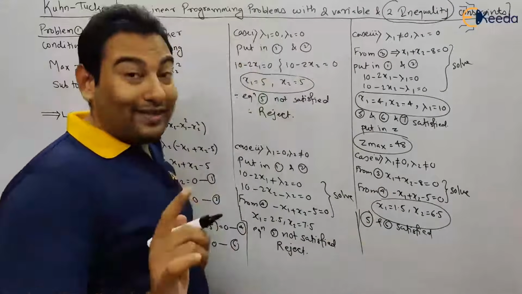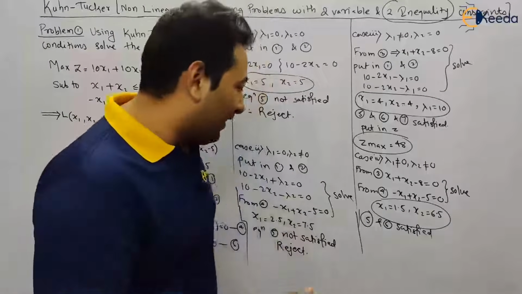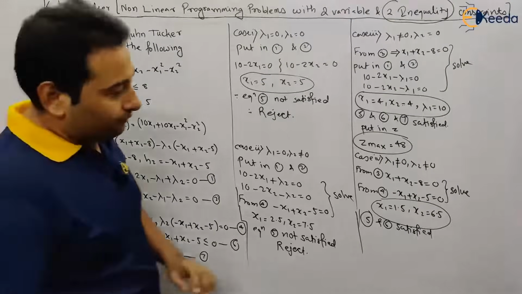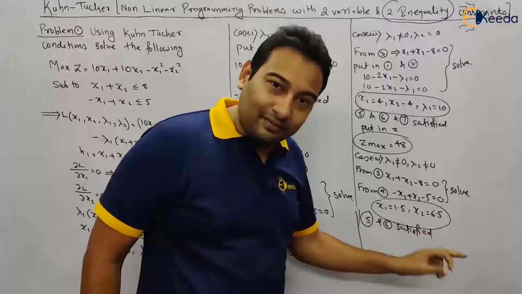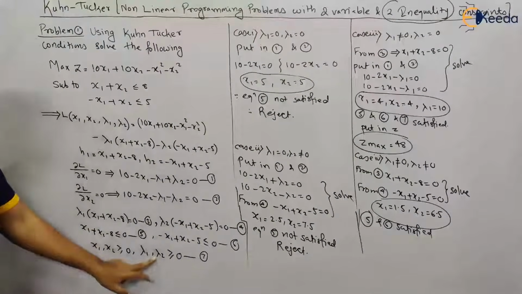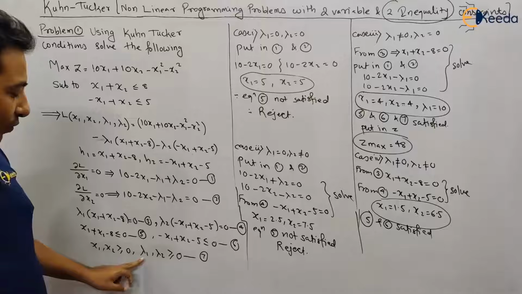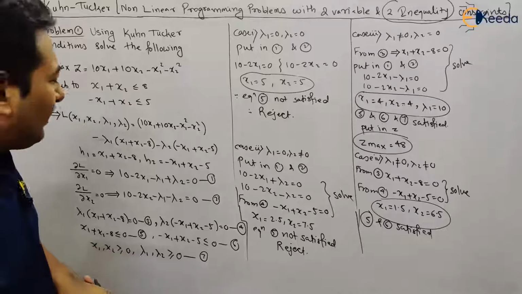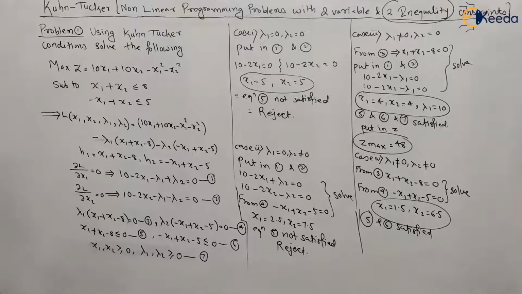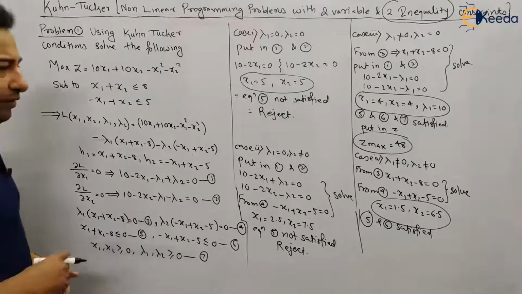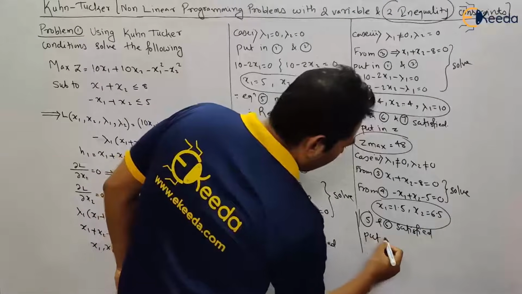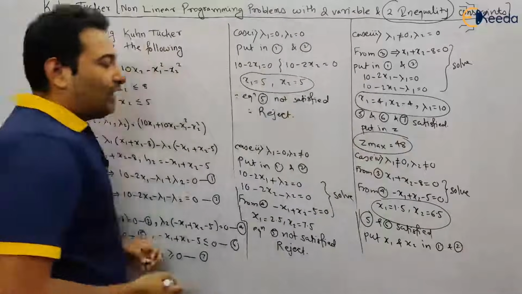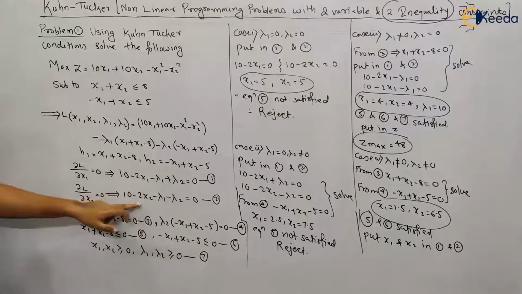Just wait. It's not yet done. 7. We need to check for 7. For checking equation 7, x1 and x2 should be greater than equal to 0. Satisfied. Finally, we are going to check for lambda 1 and lambda 2. One of the lambda values will be negative. Let us check. How can you find lambda 1 and lambda 2? From where? See, it's very simple. Put x1 and x2 in equation number 1 and 2.